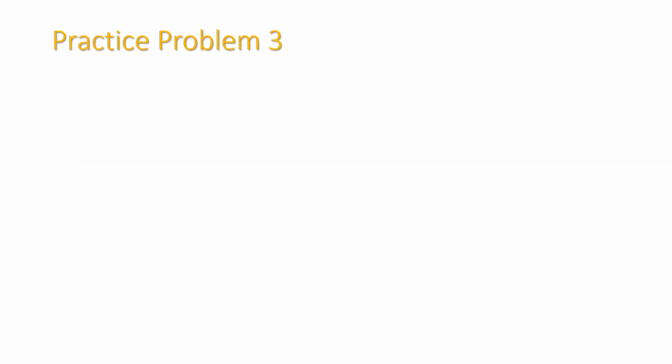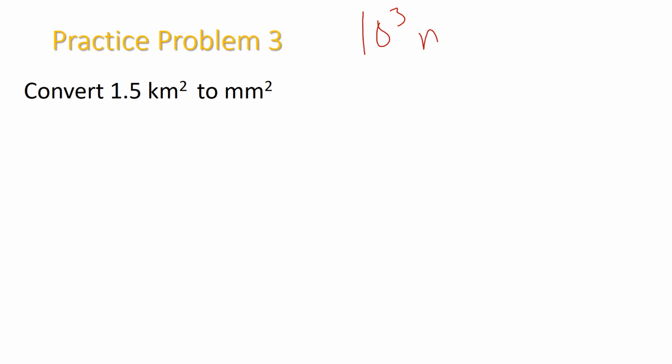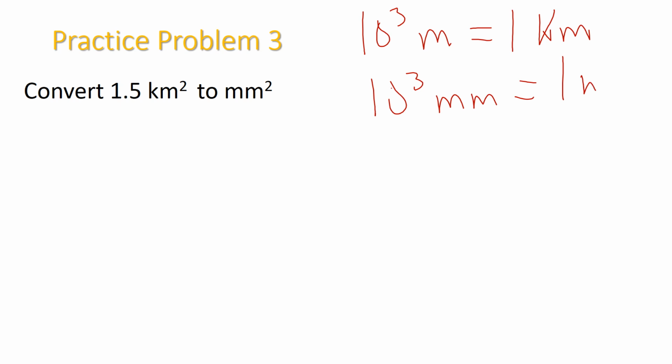Continuing. Practice problem number 3. We're going to convert 1.5 kilometers squared to millimeters squared. For this, you need to know that 10 to the third meters equals 1 kilometer. And you need to know that 10 to the third millimeters equals 1 meter. With this, can you figure out how to go from kilometers to millimeters? If you can, pause the video.